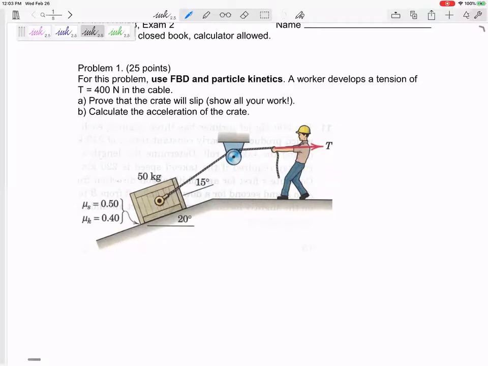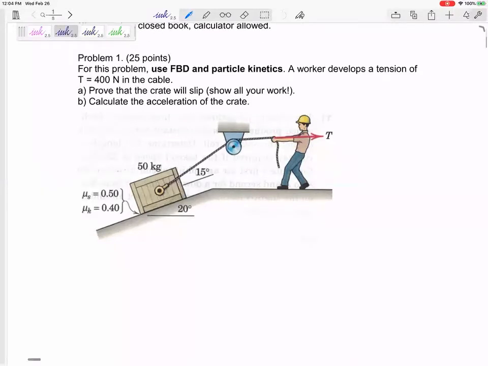So the worker pulls with a tension of 400 newtons. Prove that the crate will slip, and then calculate the acceleration of the crate. So this is kind of one of those will it slip type of problems. So the way that I'm going to prove it's going to slip is, first I'm going to assume it will not slip, calculate the force of friction, and then I can compare that to the maximum force of friction. So that's my method of doing these problems. Assume it will not slip, and then calculate the force of friction. So let us assume no slipping.